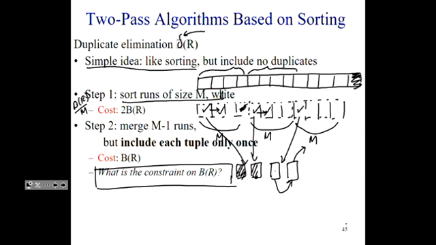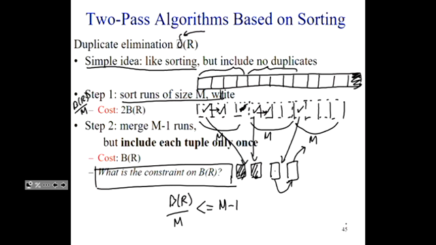Now the second condition basically says I want to ensure that I have at least one representative from each of these runs. And I need to reserve one block for output. So I have m minus 1 slots to hold at least one representative from each of these runs. So my condition is basically B(R) by m, this is the number of runs, is less than or equal to m minus 1. Okay? Are you folks with me on this?